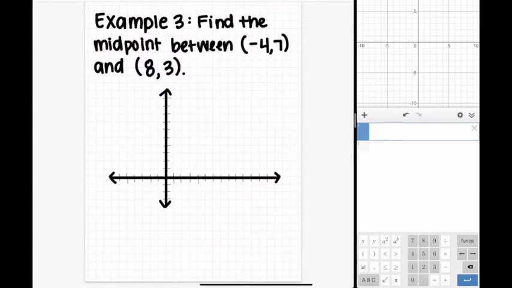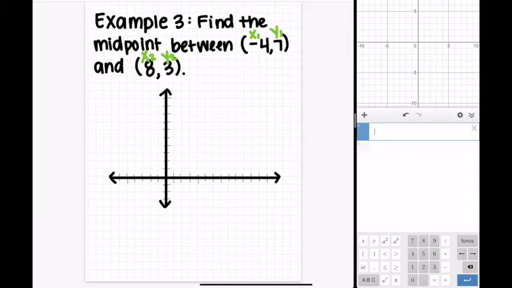In example 3, we are going to check this in Desmos, or check it on the graph, just to make sure that when you get your final point that it does fall exactly between the halfway point of the line segment. So -4, 7, and 8, 3. First, let's label these x1, y1, and x2, y2, just so that when we are putting them in the formula, we are making sure that that's correct.